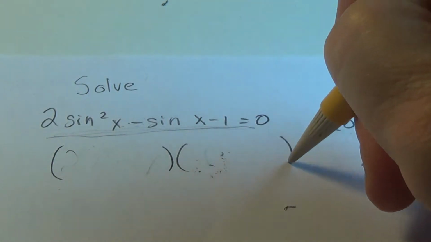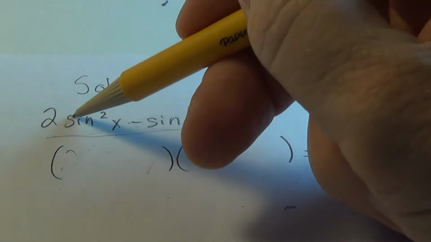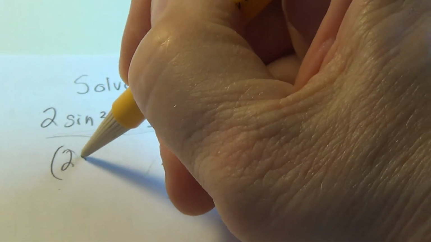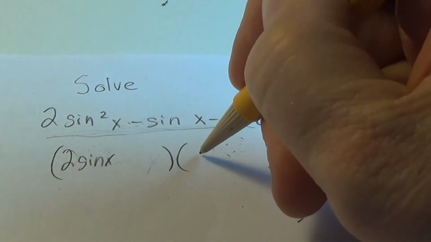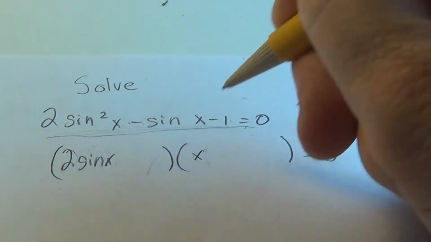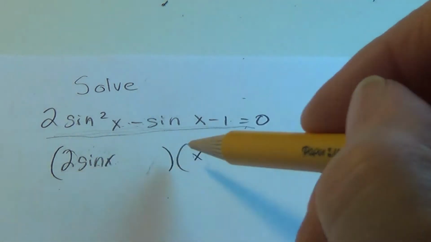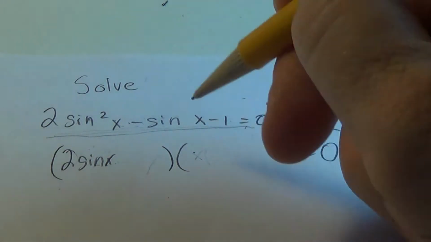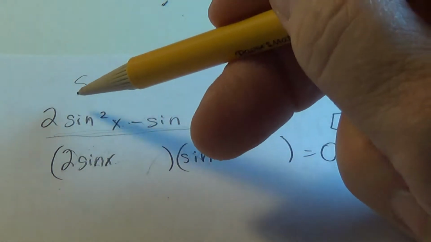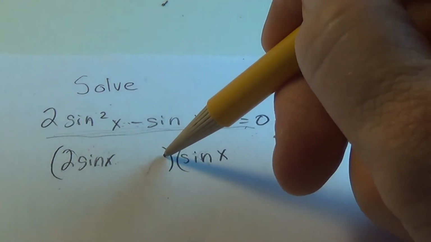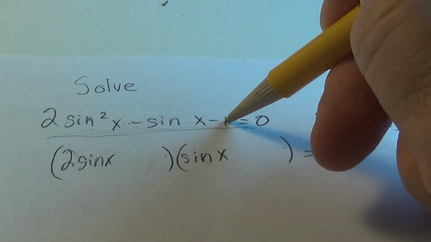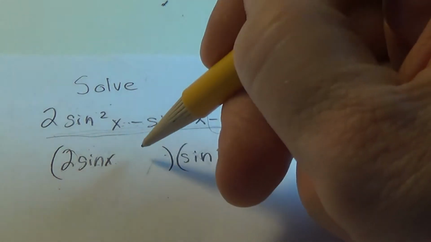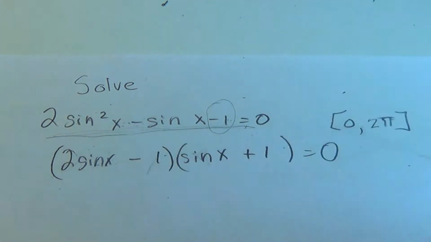So thinking FOIL backwards, first times first has to give us this expression. So 2 sine x has to be in the first position in this factor and in the first position in that factor. That times that gives you, oops, it does not. Then sine x has to be in the first position, not x. Now 2 sine x times sine x will give you 2 sine squared x. Last times the last has to give you -1. So to get a -1, one of them has to be positive and one has to be negative.